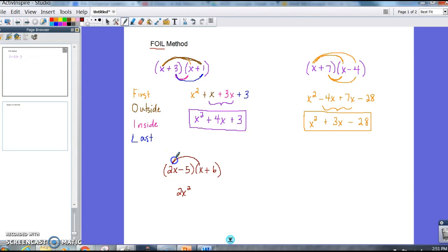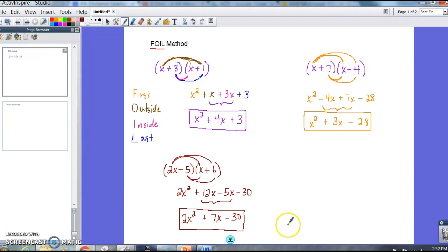My outside terms, 2x times 6 gives me 12x. My inside terms, negative 5 times x gives me negative 5x. And my last two terms, negative 5 times 6 gives me negative 30. And again, I want to combine those two middle terms. So I have 2x squared, 12x minus 5x leaves me with 7x, and then minus 30. And that's my final answer.